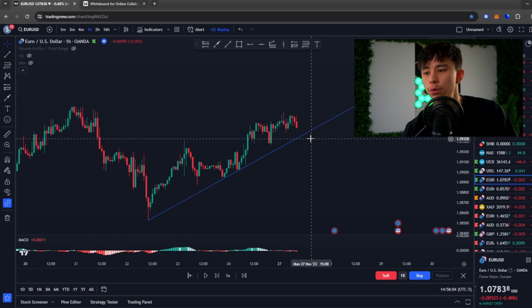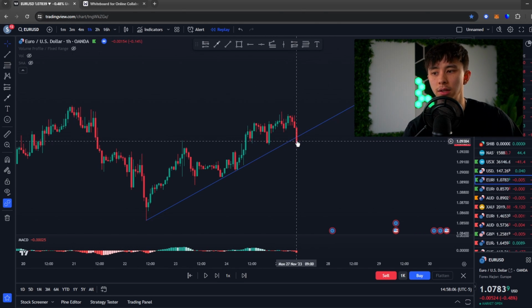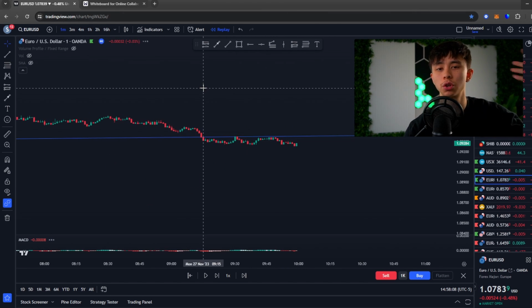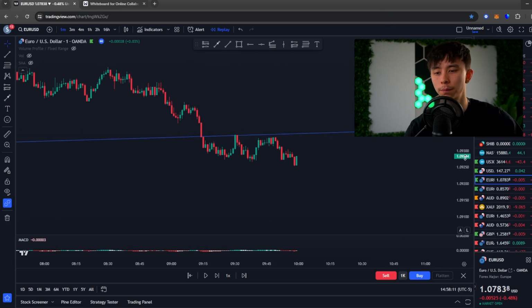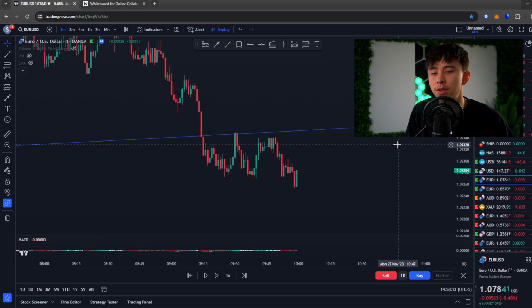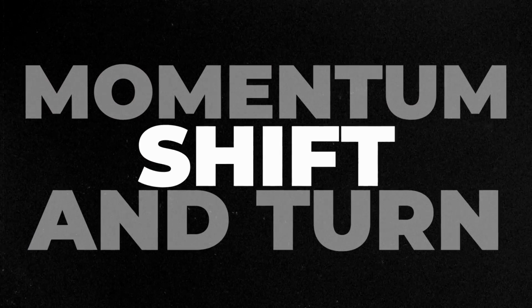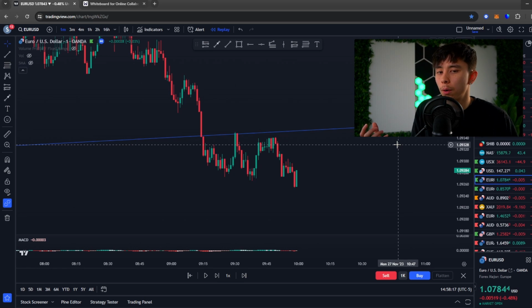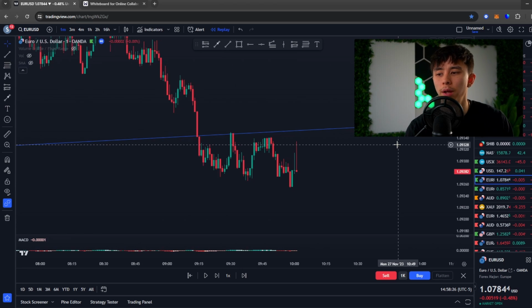So what you do is you wait till price hits your trend line. Okay, it's now touched the trend line. Now we're going to jump to the 1 minute, to the lower time frames, and this is where we're actually going to see the momentum start to shift and start to turn, because we know that on the 1 hour, price has come near our trend line. This is good. This tells us, okay, cool, price is going to reverse. This is a good spot. So now we have to wait for a good entry.